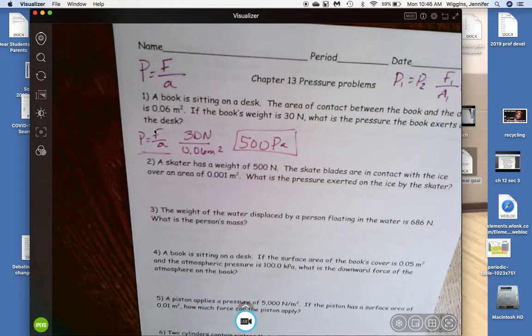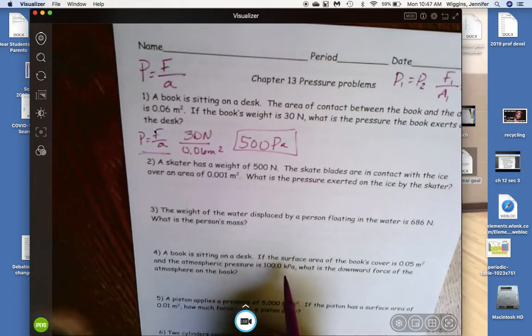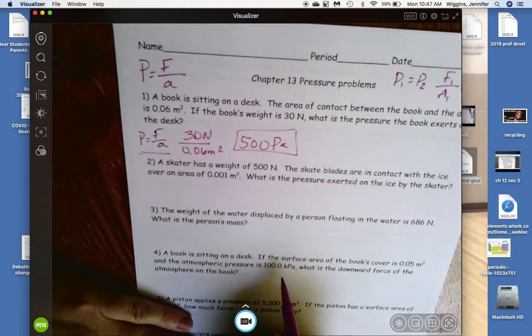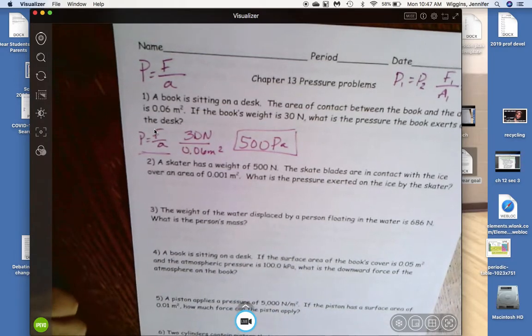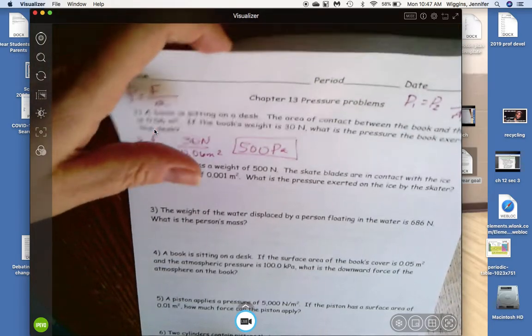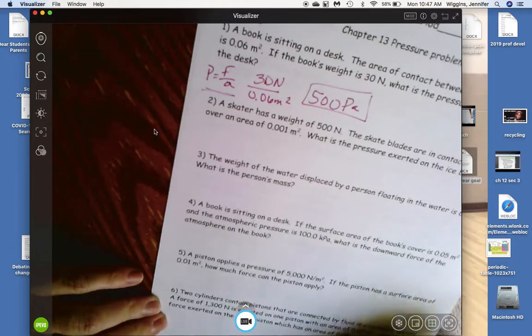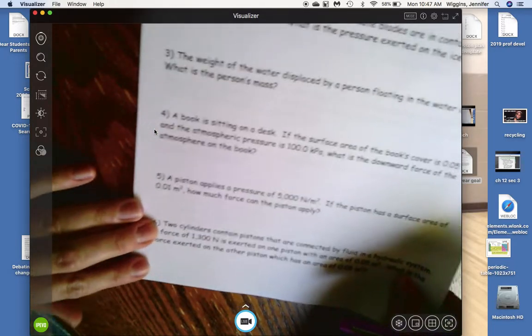Remember, if you're looking at some of these other ones, like I'm looking here at number 4, it says kilopascal, and you're going to use the pressure formula. So you've got to change that from kilopascals into pascals first. Okay, so that's something to look for. The other problem you're going to have is pistons, with two pistons. So let me go over those.